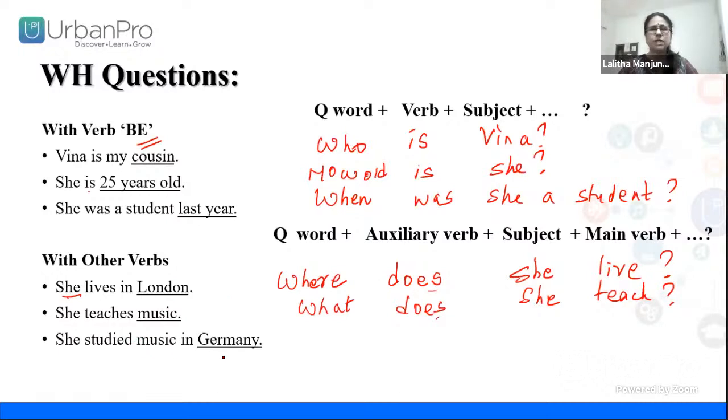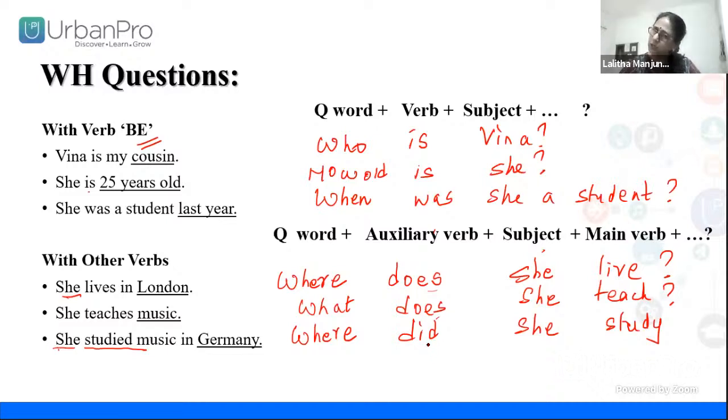Now let's look at the next sentence. She studied music in Germany. What is underlined here? A place. So what will be the question word I need here? Where. And what is the tense of this, studied? Past tense. So where did, after auxiliary verb, subject. What is the subject here? She. And should I put studied or study? I should put study here because the past tense is already taken care of by this word, did.